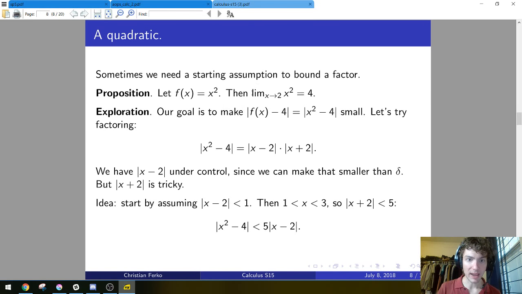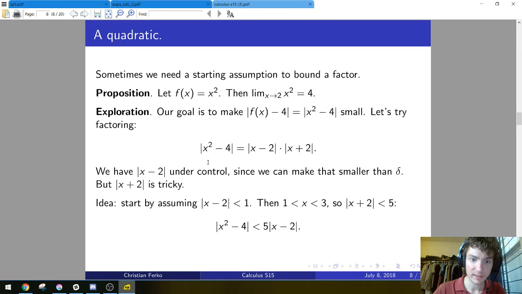So I immediately unpack this sentence, right? This limit existing sentence, all this means is that we can make the absolute value of f of x minus 4, which is the absolute value of x squared minus 4, small, where small means less than epsilon. So my brain immediately replaces this by the definition: we can make this thing less than epsilon. How do I make that thing less than epsilon? Well, first you do some playing around. You do some exploration.